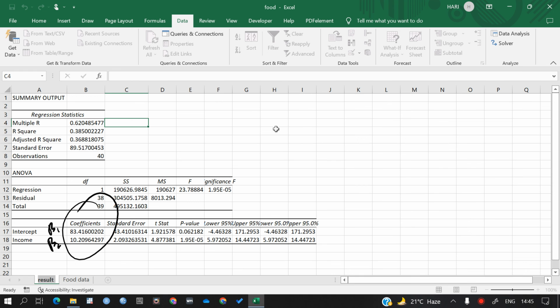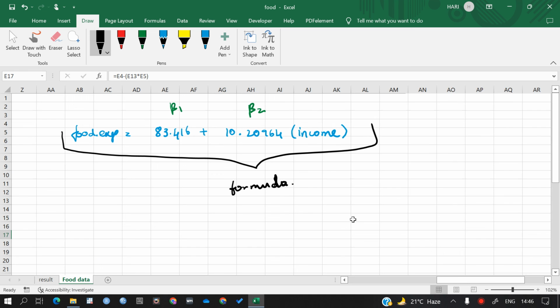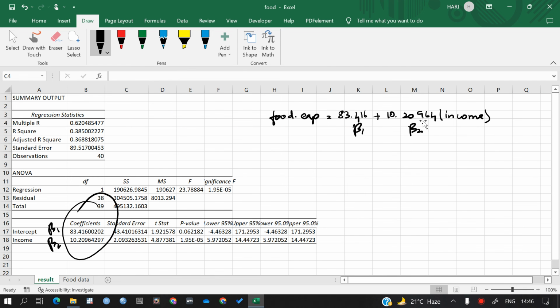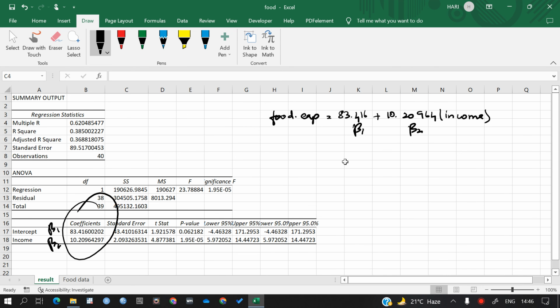With this, I'm going to write the regression equation, that is food expenditure is equal to beta 1. What is the value for beta 1? 83.416 plus what is the beta 2 value? That is 10.20964 into income. So this is beta 1 and this is the beta 2 value. Cross checking with the regression equation which we have estimated here, you can check that both the values of beta 1 and beta 2 are the same using the formula method and the regression output given by the Excel inbuilt function.